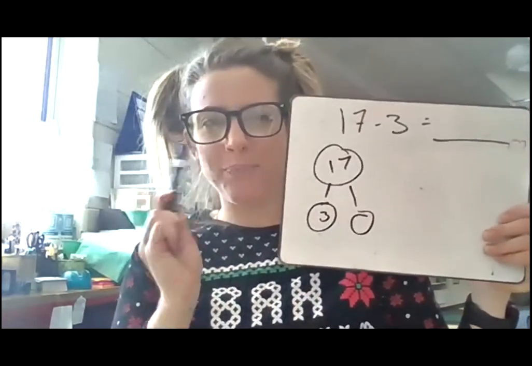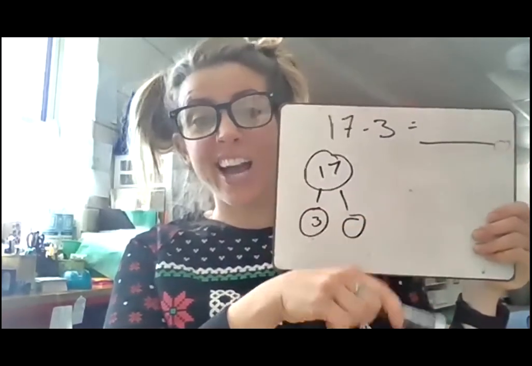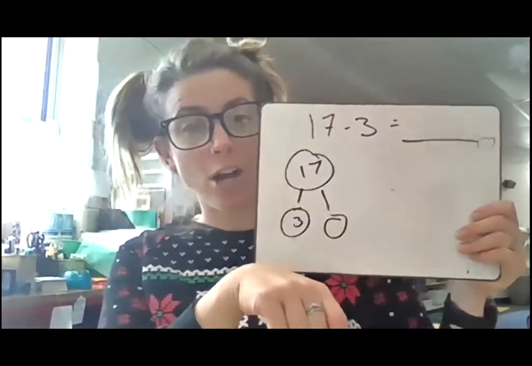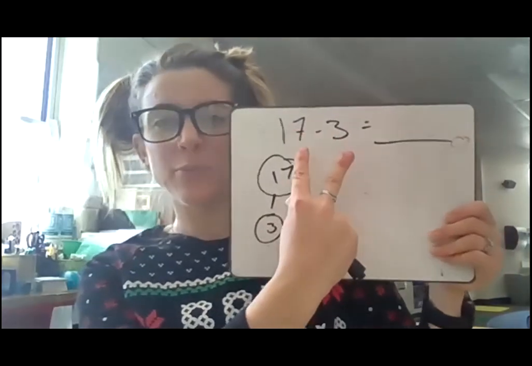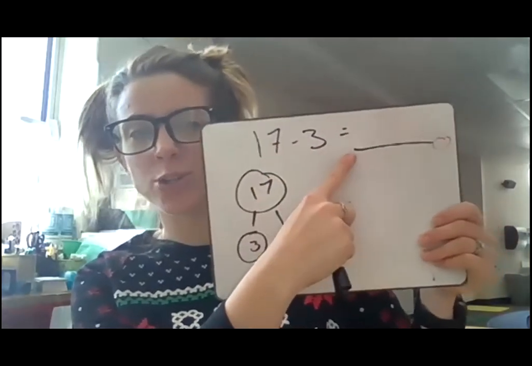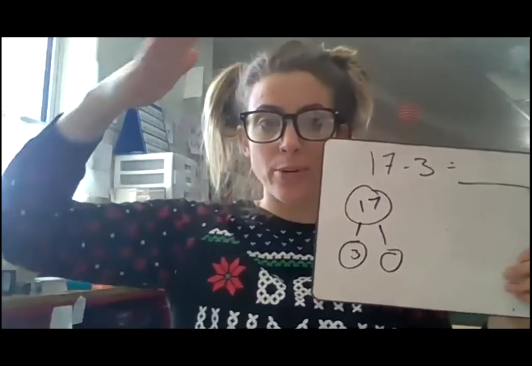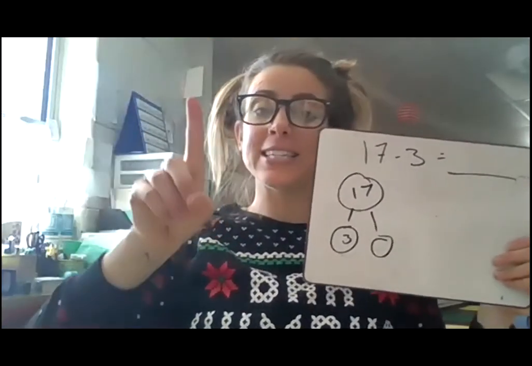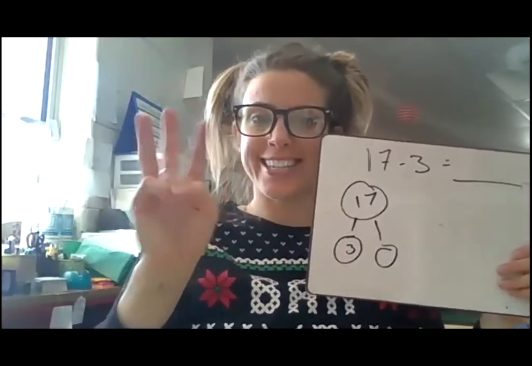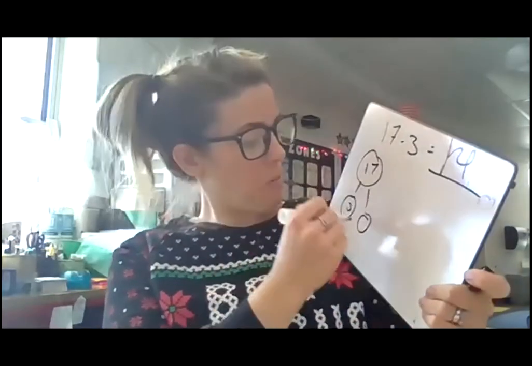Now with this problem, since it's a smaller number, I think I can just count backwards. I like the counting on strategy when the numbers are closer, but this would be a lot to count on. So I'm just going to count backwards 3. So put 17 in your head and let's count backwards 3. 17, 16, 15, 14. So there are 14 other things.